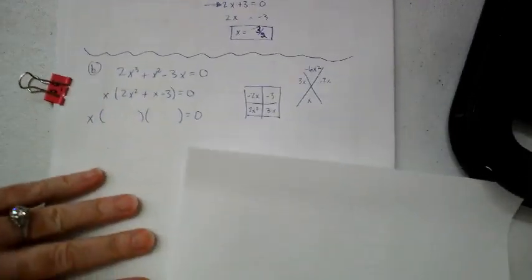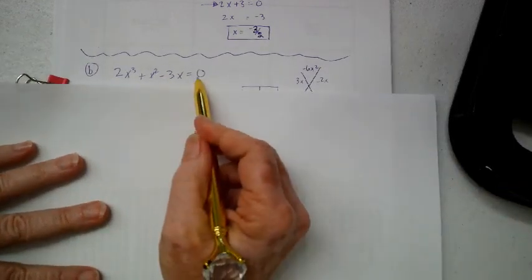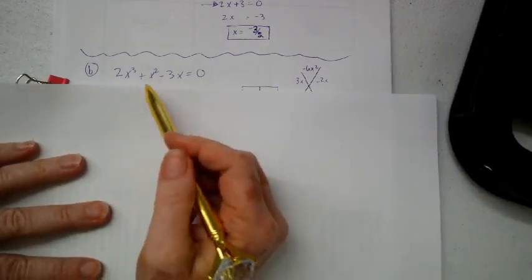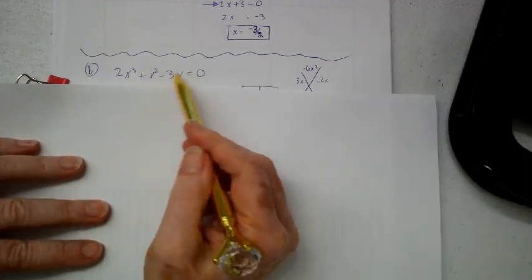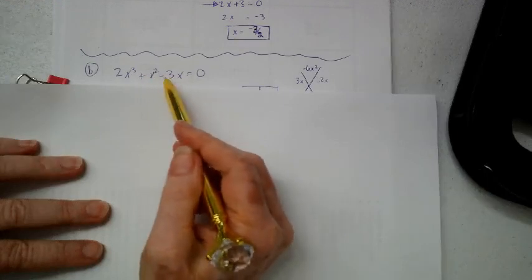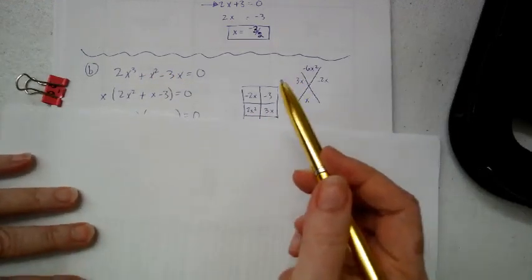Now this one, letter B, they just gave us this cubic, and it's set equal to 0, but for the zero product property, the word product means multiply. These are adding and subtracting, not multiplying. So we have to factor this, and you guys know how to factor stuff using this box method.